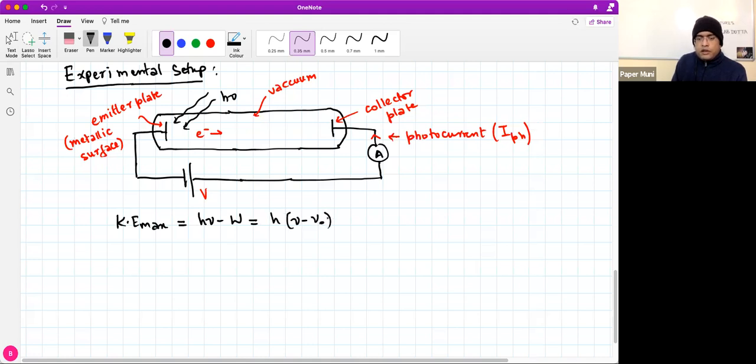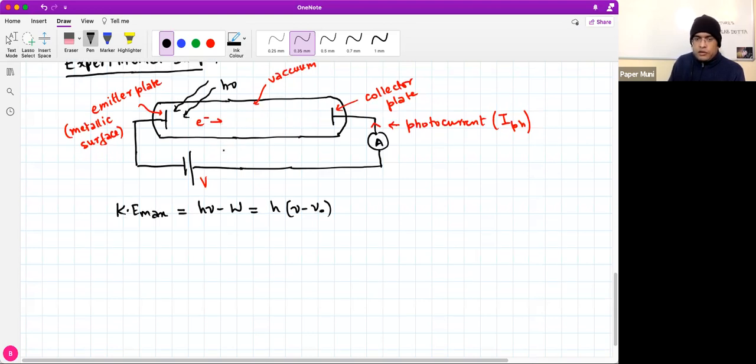h nu minus work function is equal to h nu minus nu naught. Now in this case, it's difficult to get the velocity of this electron by just observing, because we cannot see this electron coming and hitting this plate. So we'll try another method to find out how to measure the kinetic energy of this electron.